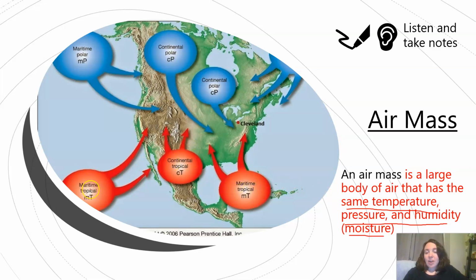The red ones here are warmer. As you can see, they have the word tropical on them. Tropical generally means the temperature is warmer. You can see these blue ones represent colder air. We call those polar air masses.